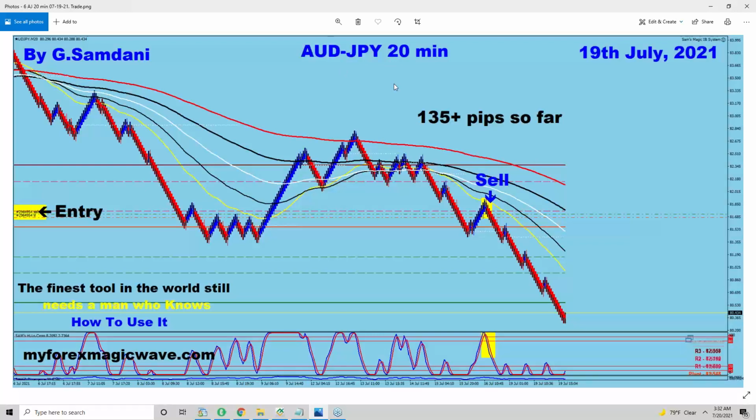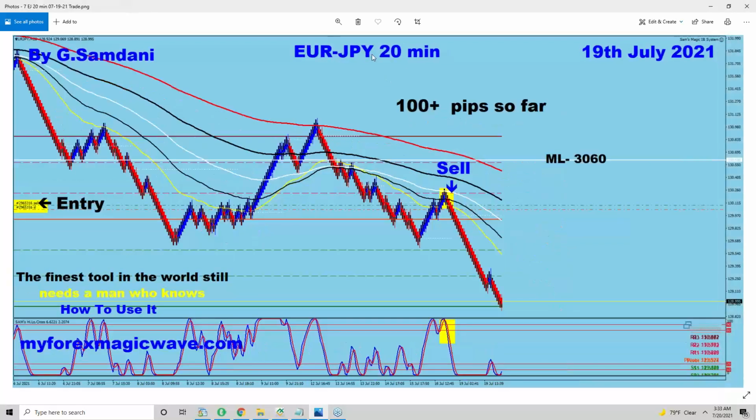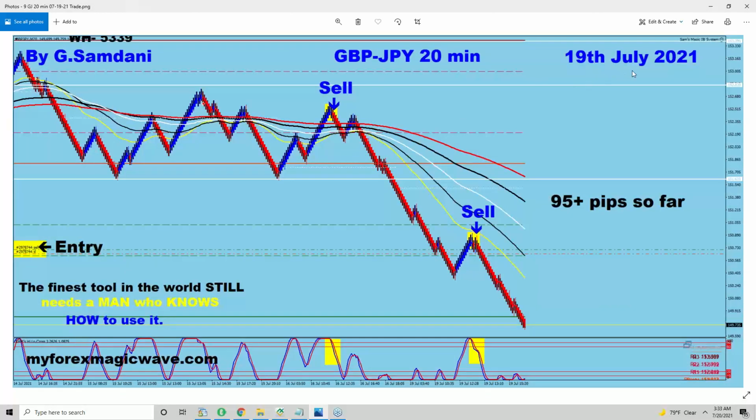All yen pairs were supposed to go down, so this went down 135 pips. Here, euro yen, because of the yen, a beautiful short entry, and it went down for 100 pips. And finally, again, pound yen, 19th today. This was the one I just showed you on the 18th, and this is another one for 95 pips from here to here. And I believe I have another one going down. The target is 48.19 on pound yen.